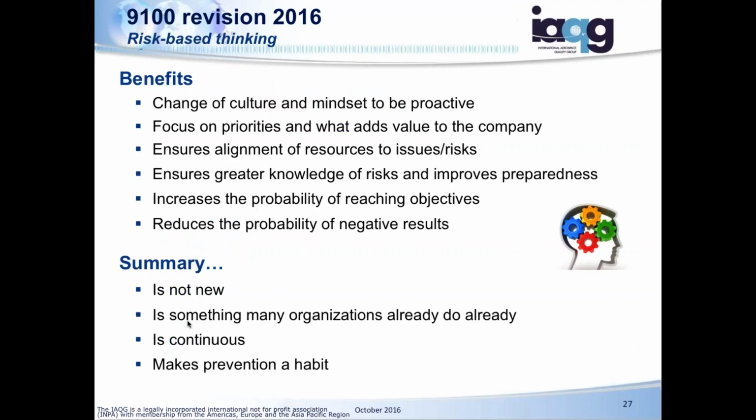The benefits of risk-based thinking is, we're trying to change the culture and mindset to be more proactive, not reactive. Focus on priorities, what adds value, ensures the alignment of the resources to where I have the issues, trying to get risk thinking and knowledge permeating the organization, increases probability of reaching objectives as we try to avoid negative results. So it's not new, it's something many of you already do, it's continuous, and it's trying to make prevention just part of your everyday language.